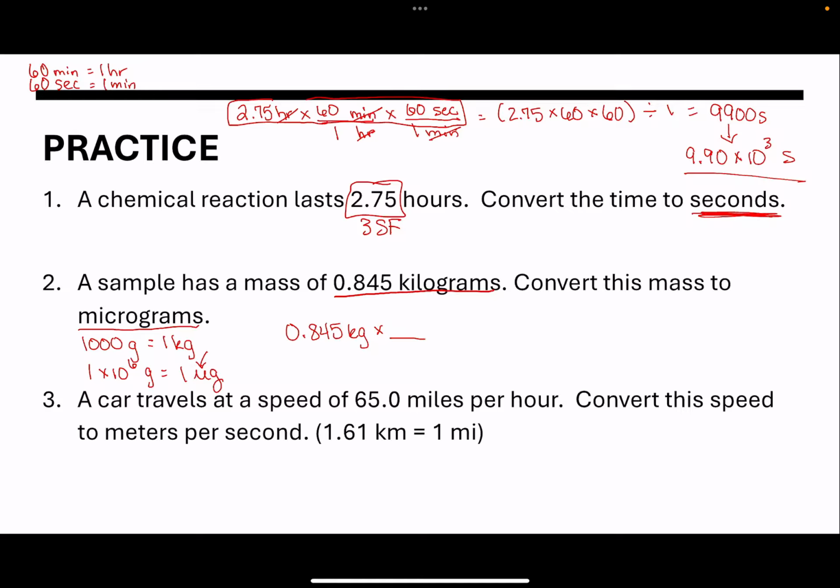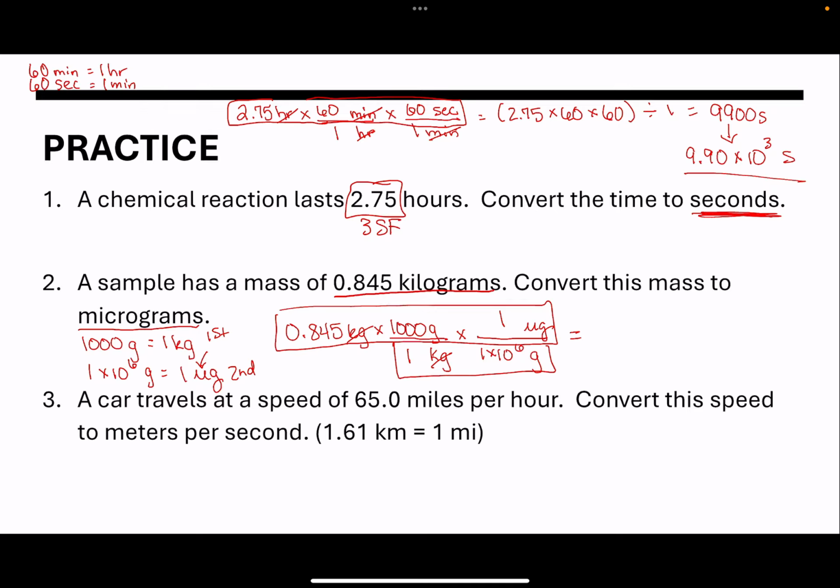I want to get rid of kilograms, so I'm going to use this conversion factor first, and I'm going to put kilograms on bottom and grams on top. So I end up with 1 kilogram and 1,000 grams. Then this cancels out my kilograms, but I want to get rid of my grams and go to micrograms. So I'm going to use this one as my second one. Grams on bottom, 1 times 10 to the sixth micrograms on top, 1. And then I am going to multiply the top, multiply the bottom, and divide those numbers.